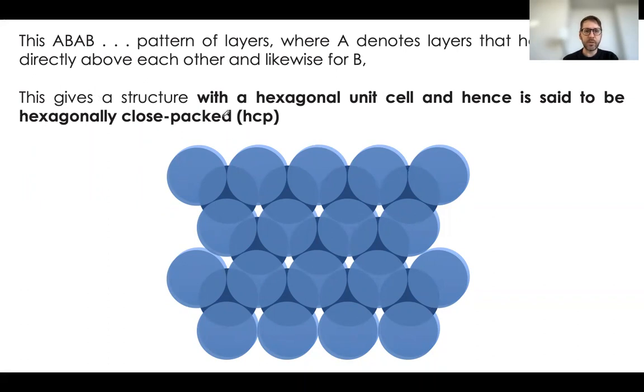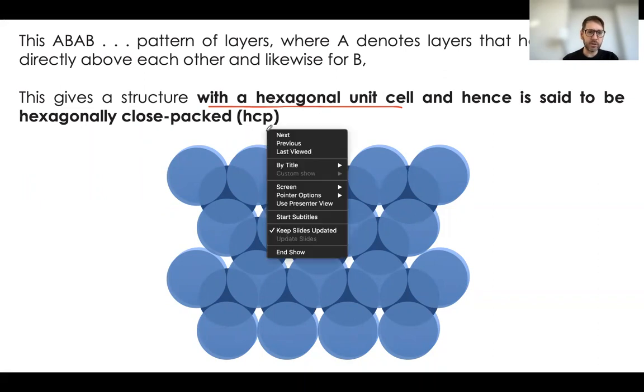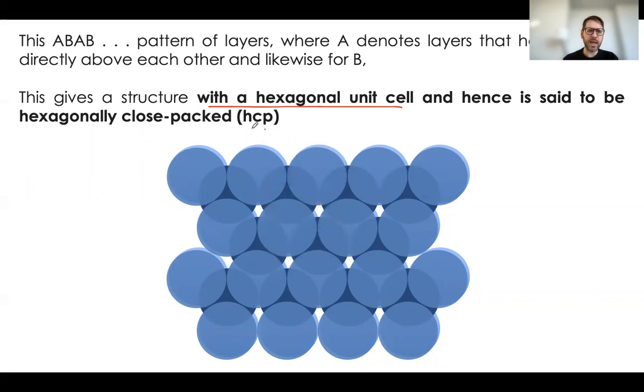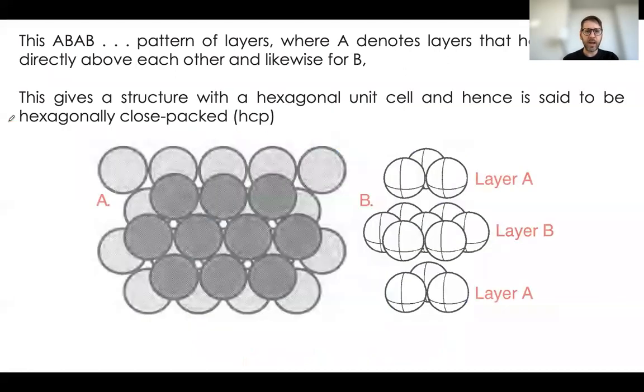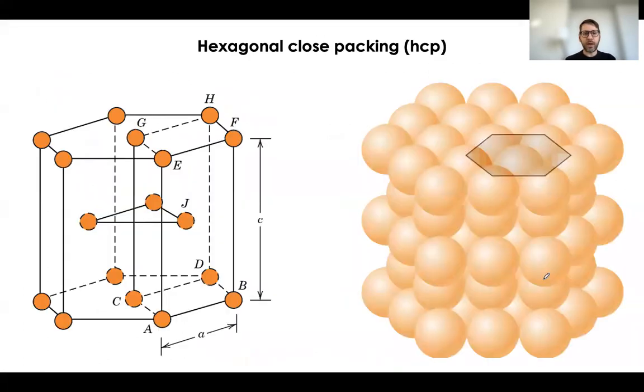So this kind of arrangement gives a hexagonal unit cell, actually, and in this case we have a hexagonally closed packed structure, or hexagonal closed packing. And this is another representation of this hexagonal closed packing, and we can see here the repeating nature of the third layer. So we have an AB, AB, AB kind of arrangement.